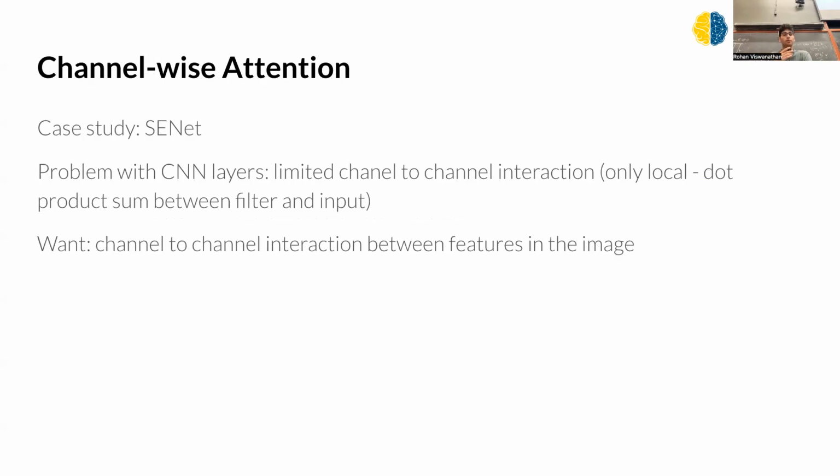So for channel-wise attention, we can use the case study of an SE net, or squeeze and excite. There's a problem with CNN layers, right? Which is that there's limited channel-to-channel interaction, and there's only local dot product sums between a filter that we're running over and our input. What we want is some channel-to-channel interaction, as we know, our number of channels can scale based on our convolutional layers. We've talked about that earlier. And we want some sort of interaction to prioritize these different channels and these different implicit representations that we might be learning through our training process between features in the image, right?